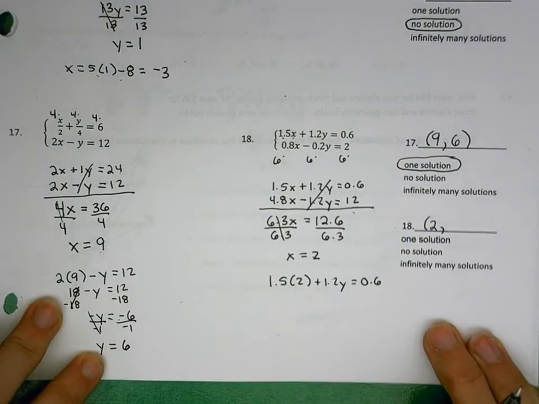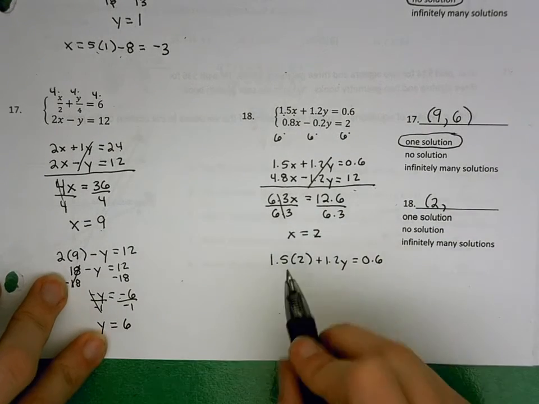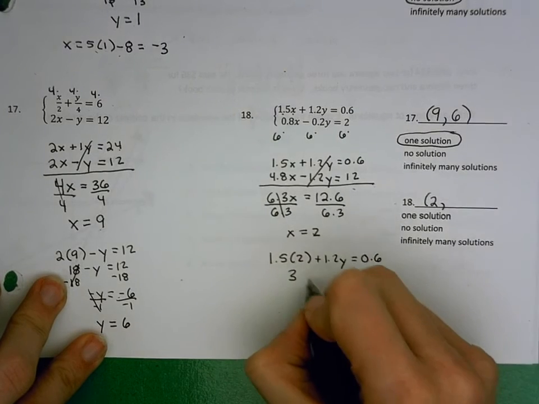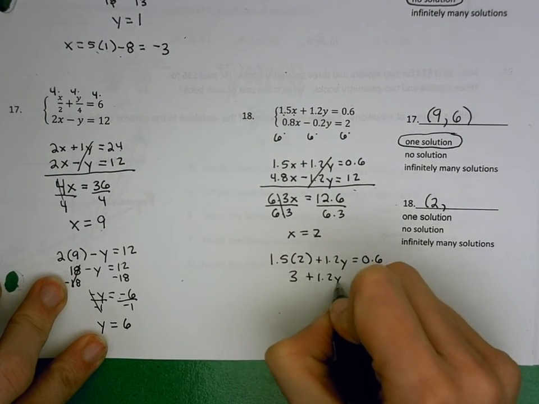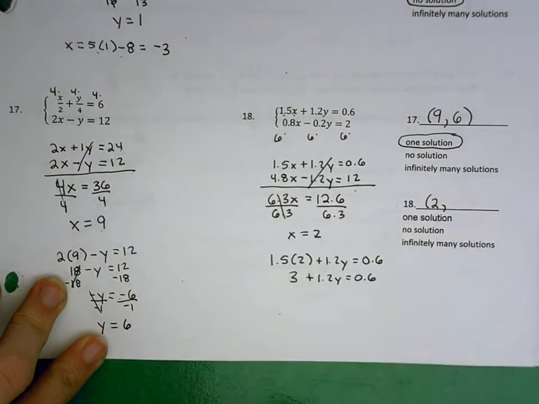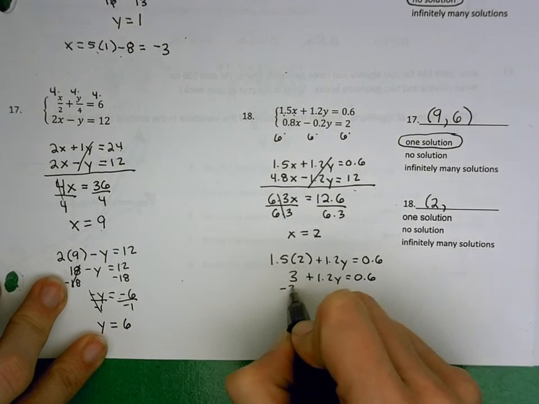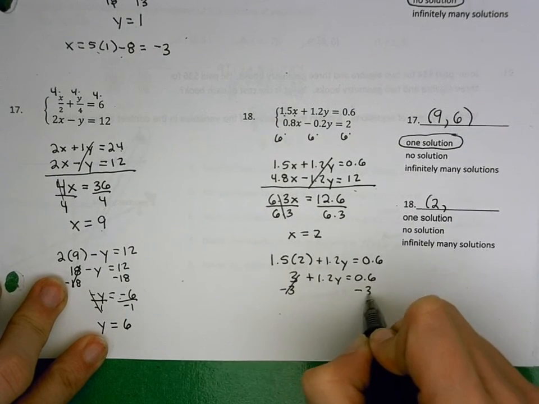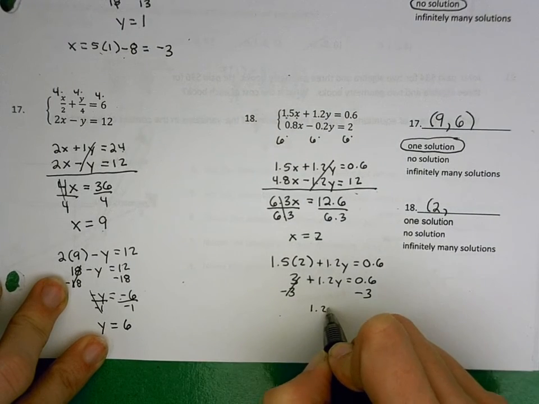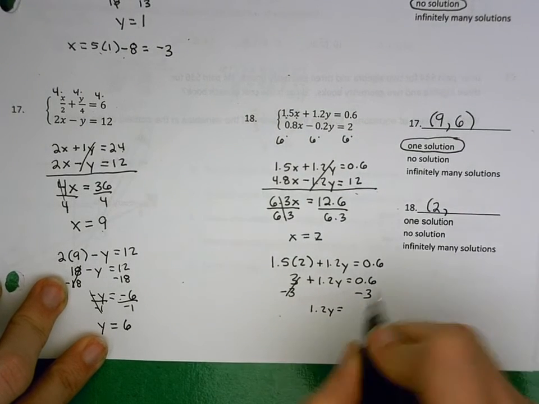1.5 times 2 is 3. Now I'm going to solve for this y. I need to get this positive 3 over here, so I'm going to do the opposite. I'm going to subtract 3. So I get 1.2y equals 0.6 minus 3, which is negative 2.4.